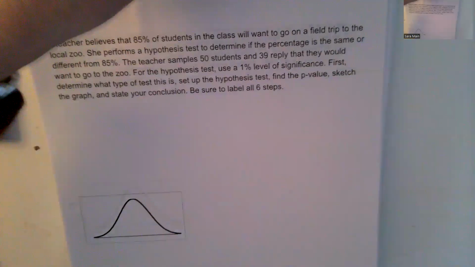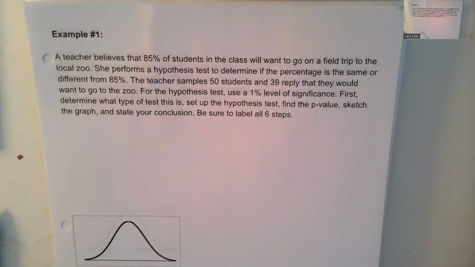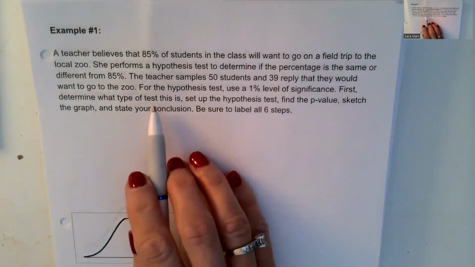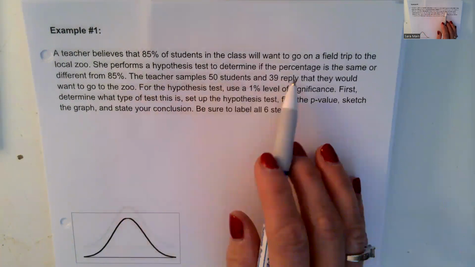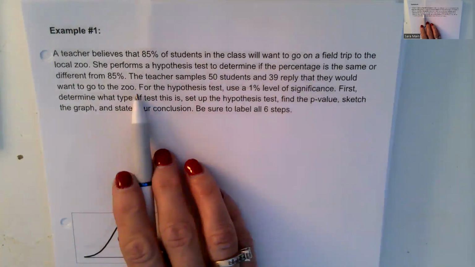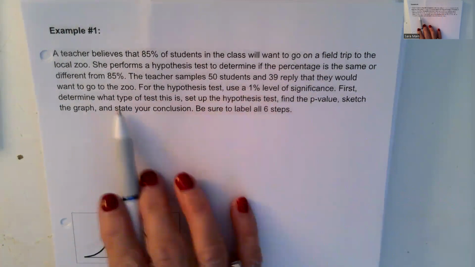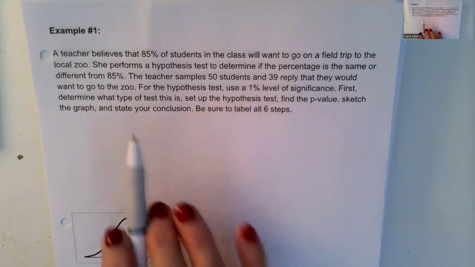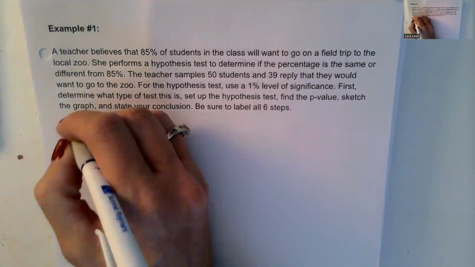Example 1 says, a teacher believes that 85% of students in the class will want to go on a field trip to the local zoo. She performs a hypothesis test to determine if the percentage is the same or different from 85%. The teacher samples 50 students and 39 reply that they would want to go to the zoo. For the hypothesis test, use a 1% level of significance. First, determine what type of test this is, set up the hypothesis test, find the p-value, sketch the graph, and state your conclusion. Be sure to label all 6 steps.